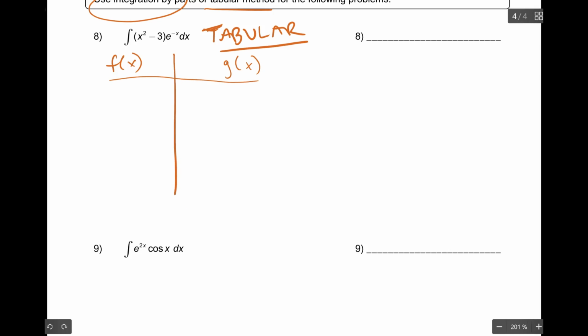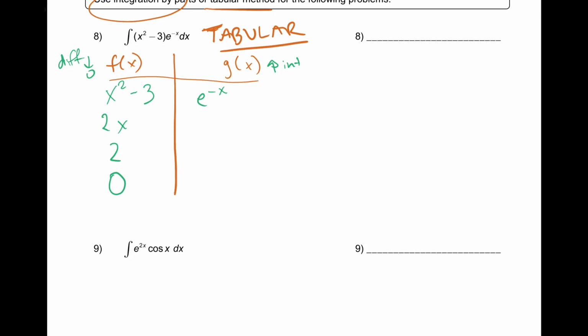So remember, f of x you want to differentiate down to 0, and g of x you're just going to keep integrating. Super easy. So which one should be our f of x? Let me have f of x equal x squared minus 3, because if I derive that, it's going to be 2x, one more time 2, one more time, last time, 0. My g of x is going to be e to the negative x. The next one, what's the integral of that?